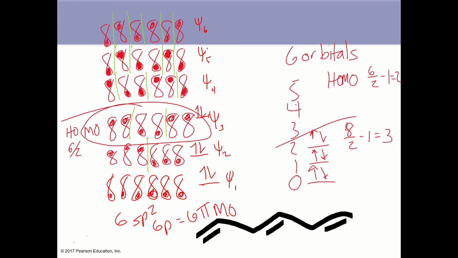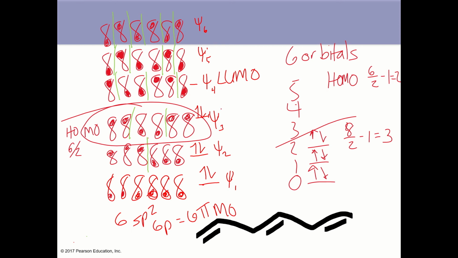This ends up with the highest occupied molecular orbital now can be labeled, and the lowest unoccupied molecular orbital can be labeled. So the highest occupied molecular orbital is Psi3, and the lowest unoccupied molecular orbital is Psi4.